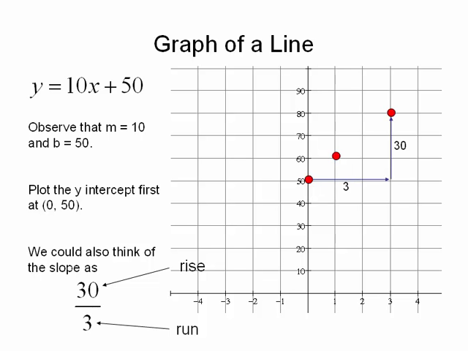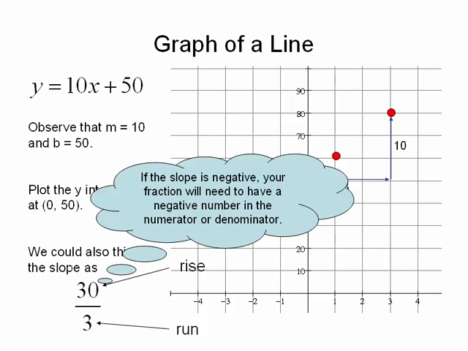I could just as easily have thought of that slope as 30 over 3 because that also equals 10, and then I would have run 3 and risen 30. If your slope is negative, you'll need to take that into account, so you'll need to have a negative number in either the numerator or the denominator, and that's going to change how you move these points around a little bit.